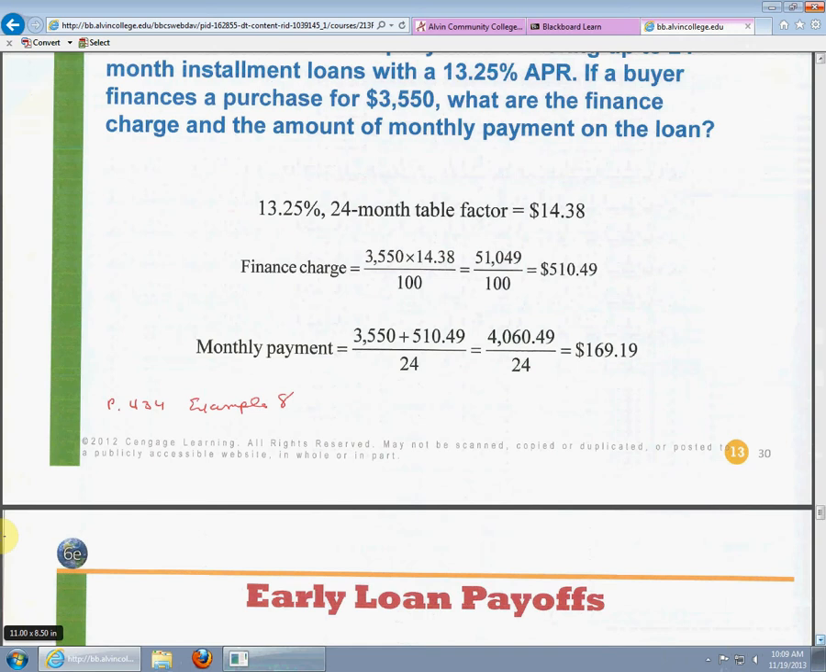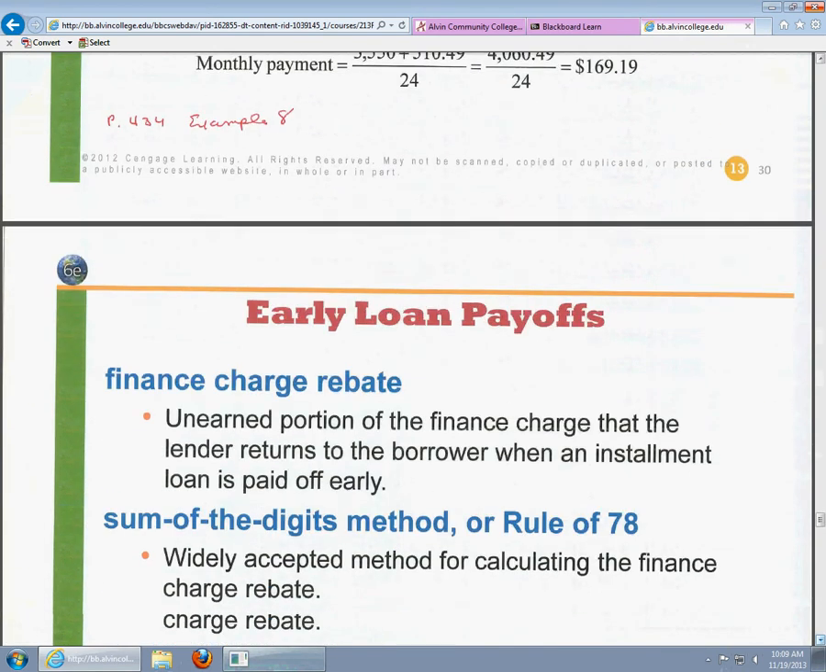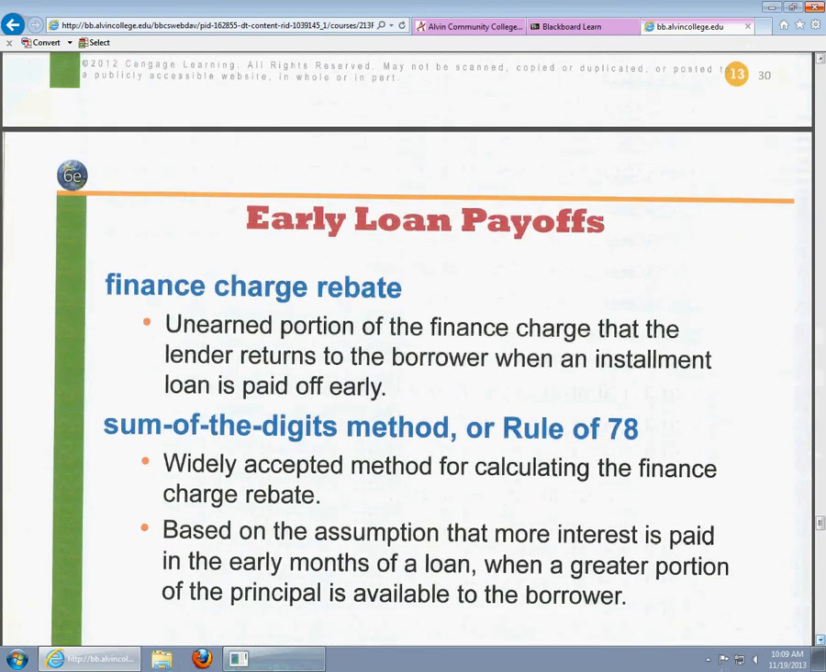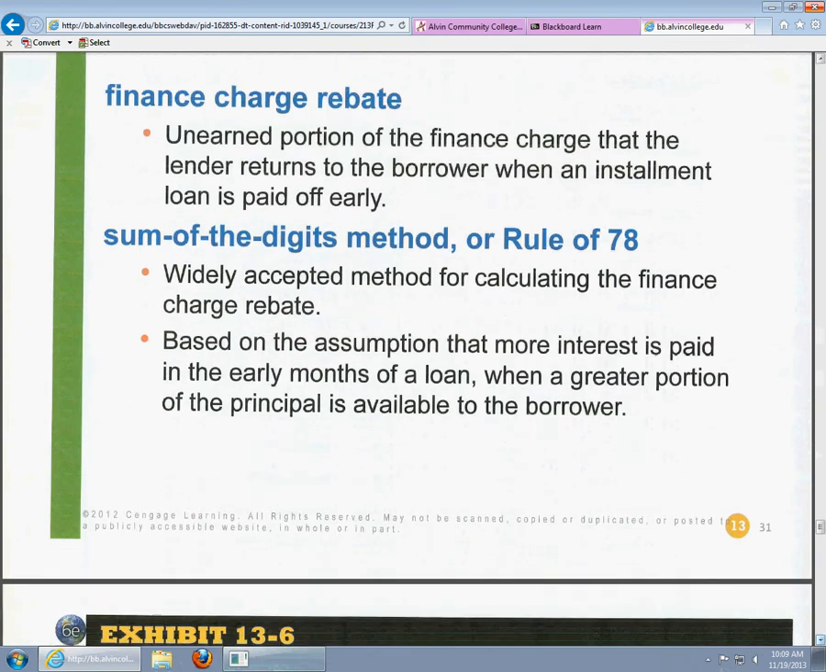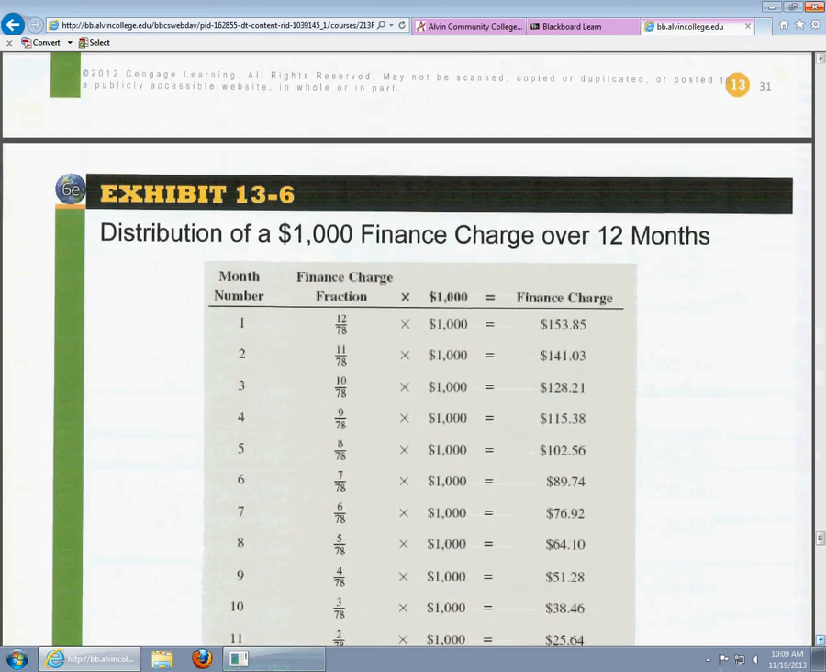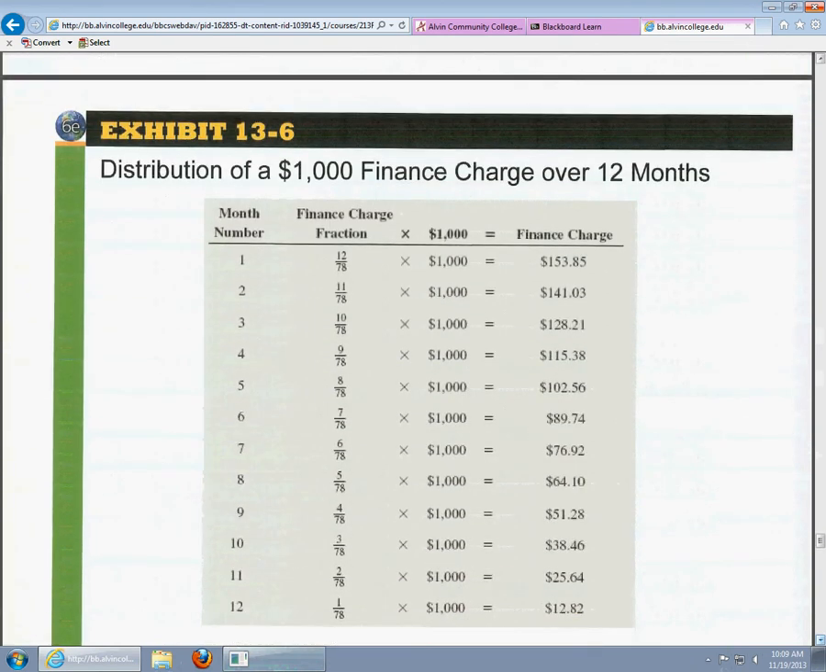So on page 435, this shows you the Rule of 78 being used over a 12-month basis. You put 12 over 78 times 1,000, and the finance charge is $153.85. So as you go through the 12 months, you can see where more interest is being charged at the very beginning and less toward the end. When you get toward the end of a mortgage payment, everything's going toward the principal, and that's what you're trying to get to.